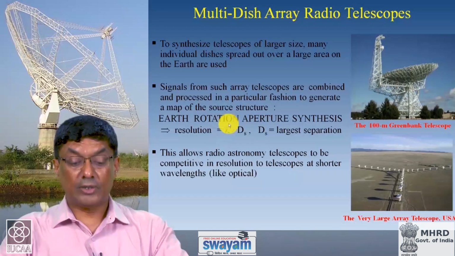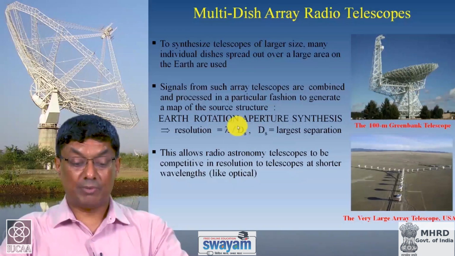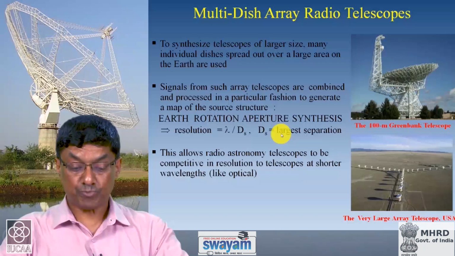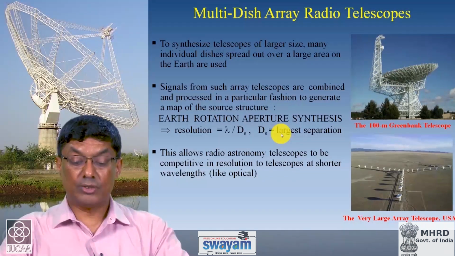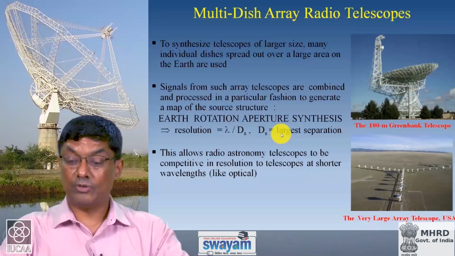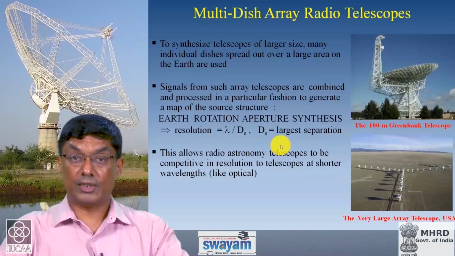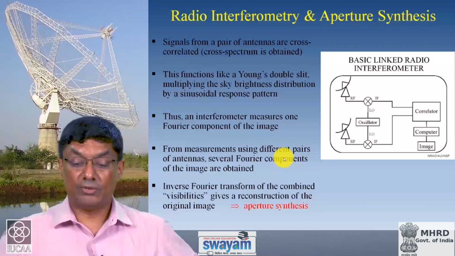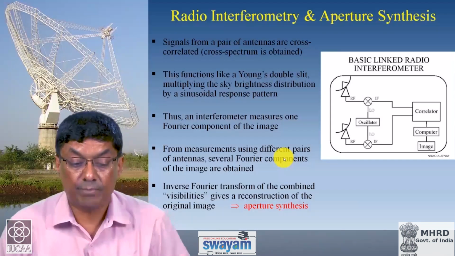But as I said, this allows you to replace lambda by D with lambda by D_s, where D_s is the largest separation between the antennas. So, this basically allows radio astronomy to overcome this major challenge of poor resolution without having to build these very large single dishes, which are impractical beyond a certain size. You build smaller antennas, spread them out over a larger distance, and then combine the signals from them in an appropriate manner, which brings its own challenges. And to do that, we need to understand how the technique works.